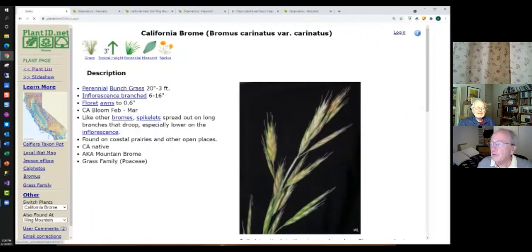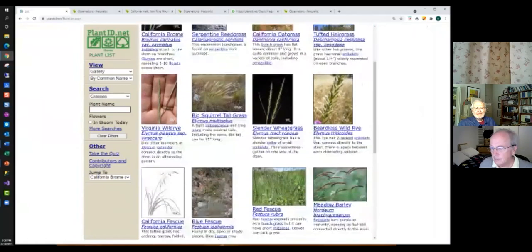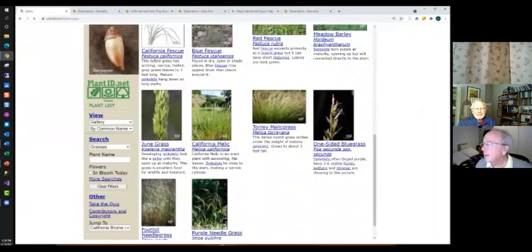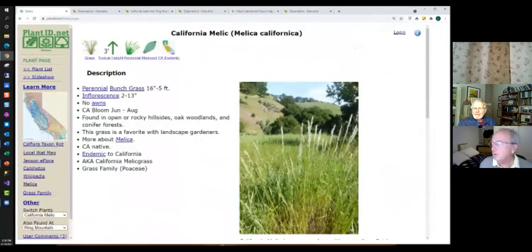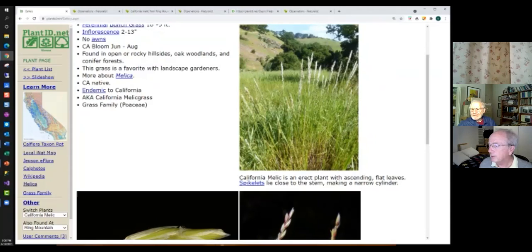The last grass I want to show you is maybe my favorite, and that's the California melic. This is a grass that I didn't have much of a sense of before I took the grass class last December and started this project. California melic is an erect plant with ascending flat leaves. Spikelets look close to the stem. So this is different than those other ones which were branched and loose. These are branched but have tight clinging to the stem, making a narrow cylinder.